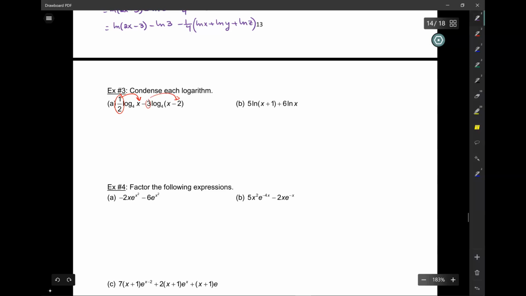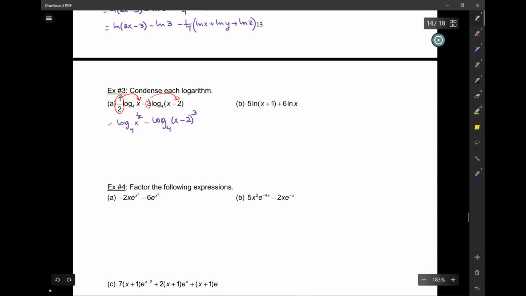So log base 4 x to the half, right, for now, and then I'll go to root x, minus log base 4 of x minus 2 cubed.